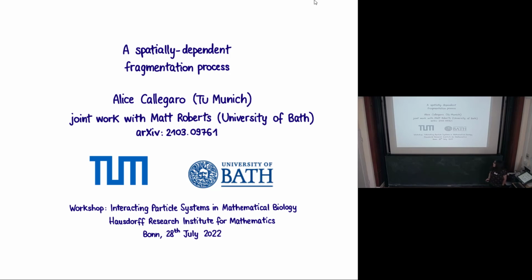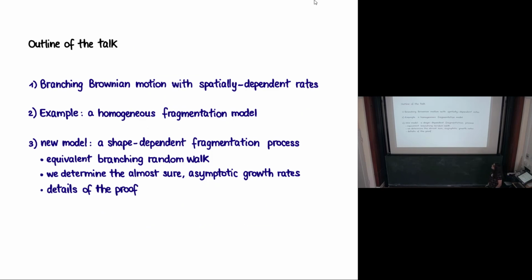So the plan for the talk is the following. I'm going to start with two examples that are to be thought somehow as warm-up problems. The first one is from branching Brownian motion, and it's going to be a model where the Brownian motion particles will branch at a rate which depends on their position.